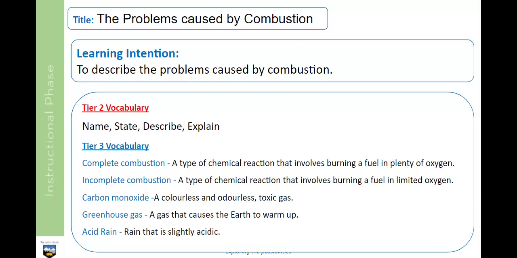Carbon monoxide is a name of a gas that you need to know about today. It's a colourless, odourless, tasteless gas, and it's toxic to human beings. Greenhouse gas. A greenhouse gas is a gas that can cause global warming. And then acid rain is rain that is slightly acidic. Rain is slightly acidic anyway, but acid rain is more so.